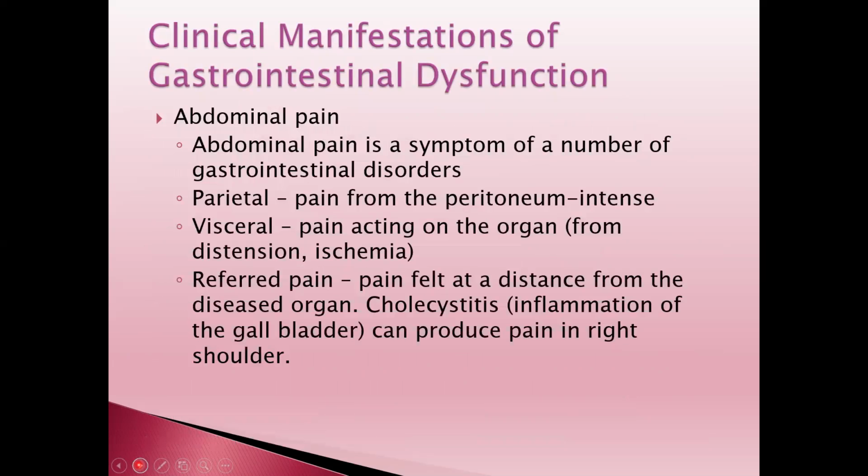So the clinical manifestations of gastrointestinal dysfunction are abdominal pain. Abdominal pain is a symptom of a number of gastrointestinal disorders. You can have parietal pain from the peritoneum, which can be intense. Visceral pain from an organ, distension or ischemia. Ischemia, again, is a problem with the blood distribution to that organ.